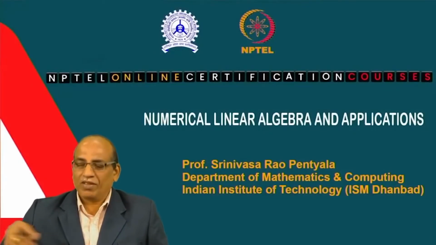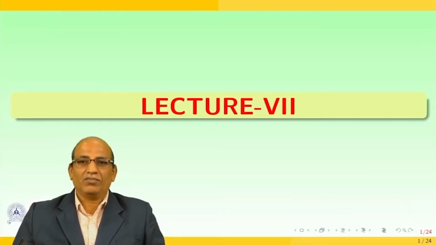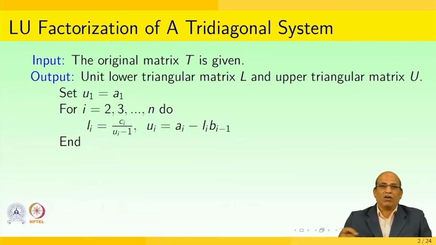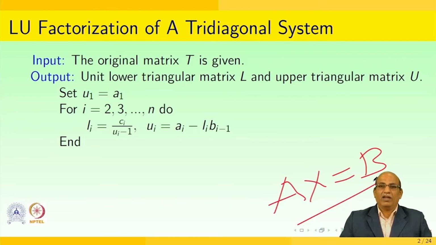Hello to everyone. Today we are going to have the seventh lecture, which is on LU factorization of a tridiagonal system. Well, when you have a linear system Ax = b, A is the coefficient matrix and b is the vector where the values are given, and x is the vector to be determined.